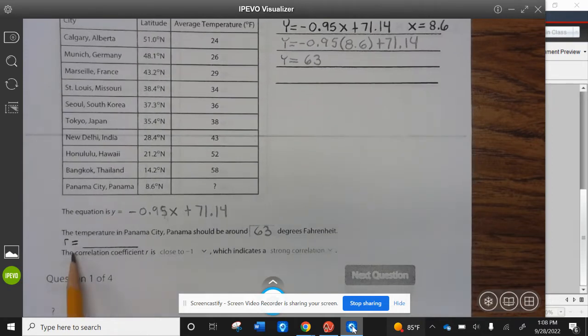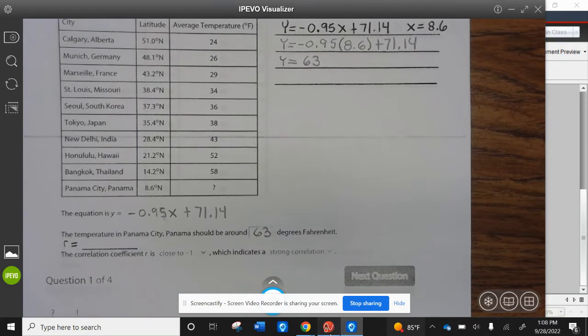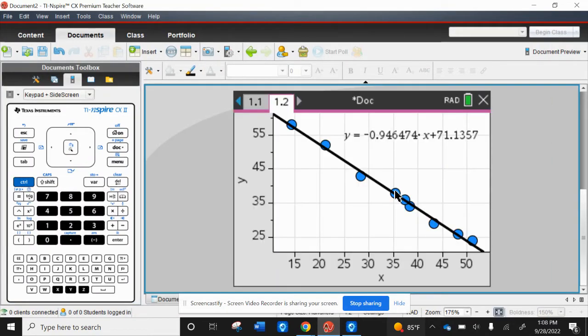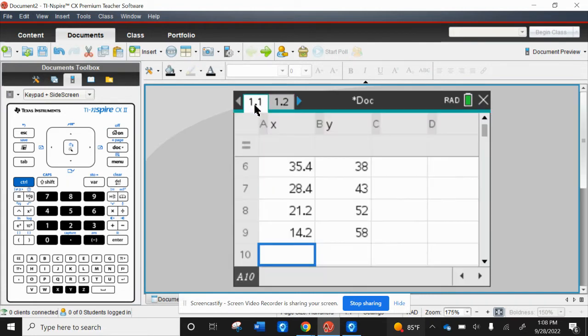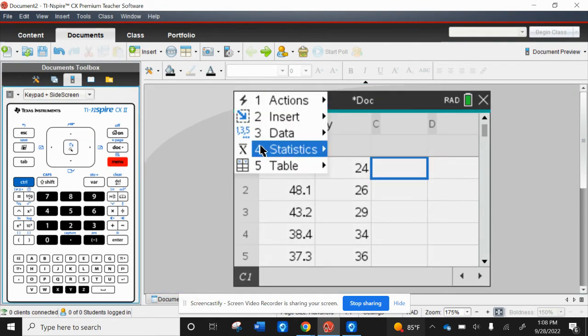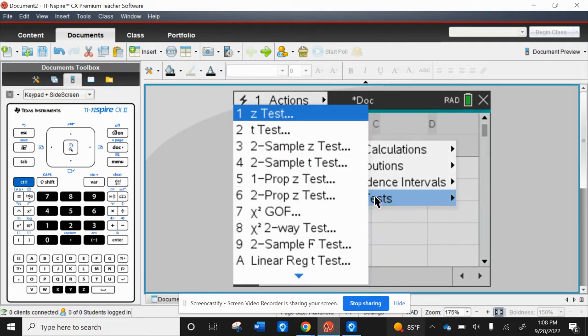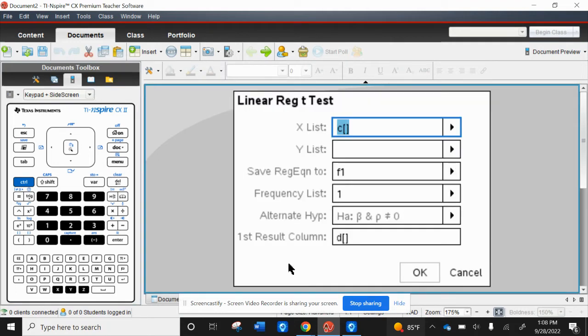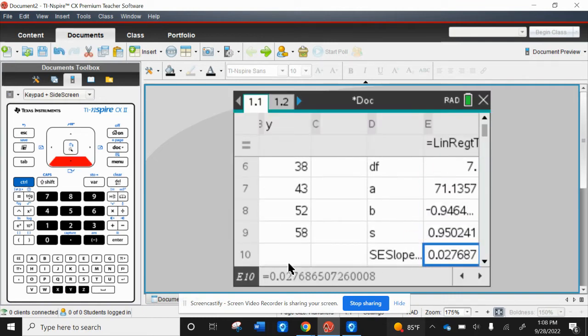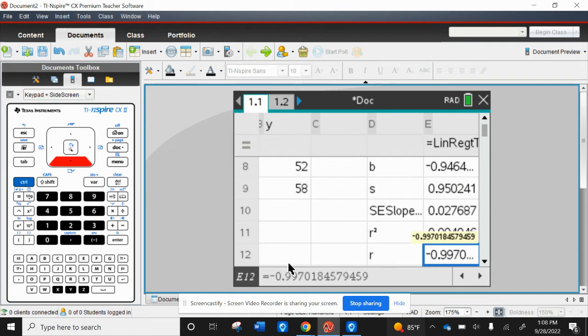Now we need to find the R value. So we're going to go back to our calculator, and I'm going to press On, and I'm going to go to current. And I need to click over here to 1.1, and I'm going to go over to C1, and then we're going to go to Menu, Statistics, Stat Test, Linear Regression T-Test. X and Y. Press Enter twice, and we're going to go down to the R value. Not the R squared, but the R value.